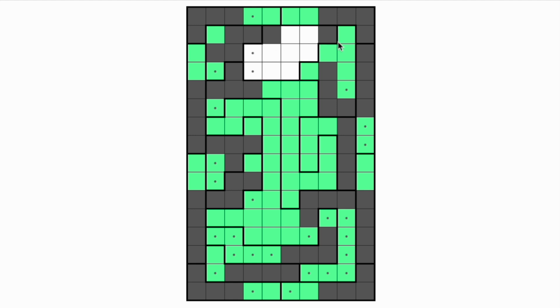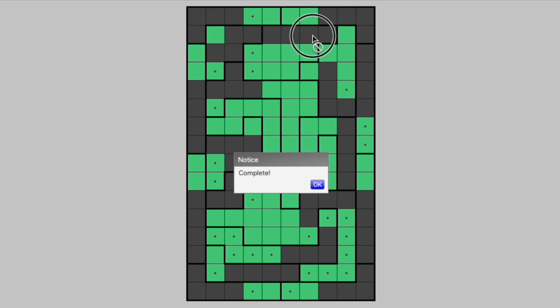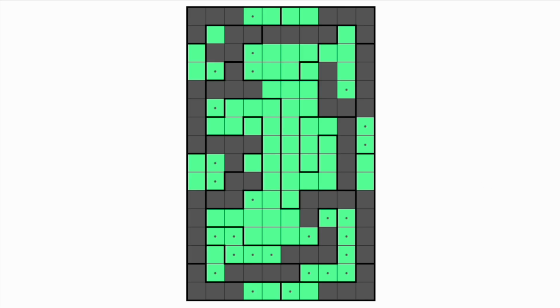And now in this region, we need to connect this big blob with this big blob. And we can only do that if we go as directly as possible, straight through these two cells. So we shade those two in, and that is how we solve a LITS.